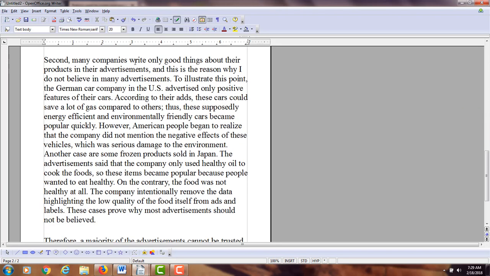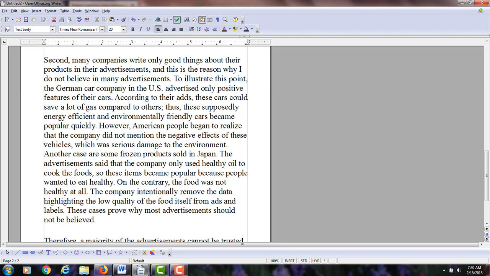Second, many companies write only good things about their products in their advertisements, and this is the reason why I do not believe in many advertisements. To illustrate this point, the German car company in the U.S. advertised only positive features of their cars. According to their ads, these cars could save a lot of gas compared to others. Thus, these supposedly energy efficient and environmentally friendly cars became popular quickly. However, American people began to realize that the company did not mention the negative effects of these vehicles, which was serious damage to the environment.